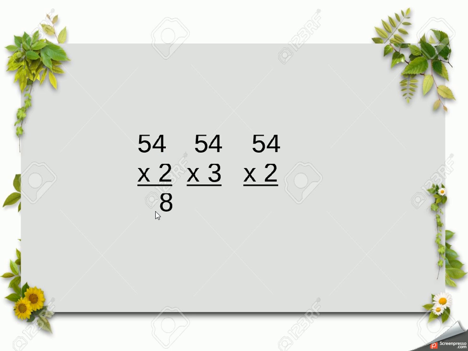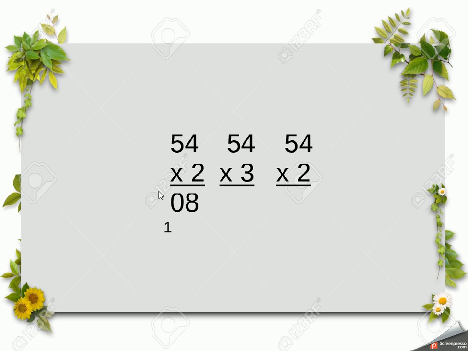So 2 times 4 is 8, 2 times 5 is 10, the 1 going over giving me 108. 3 times 4 is 12, with the 1 going over. 3 times 5 is 15, so 5 and the 1 going over, and we've got to make sure we add that one on, leaving us with 162. And then 2 times 4 is 8, and 2 times 5 is 10, the 1 going over from the tens column, giving us 108. So we've got three answers: 108, 162 and 108.